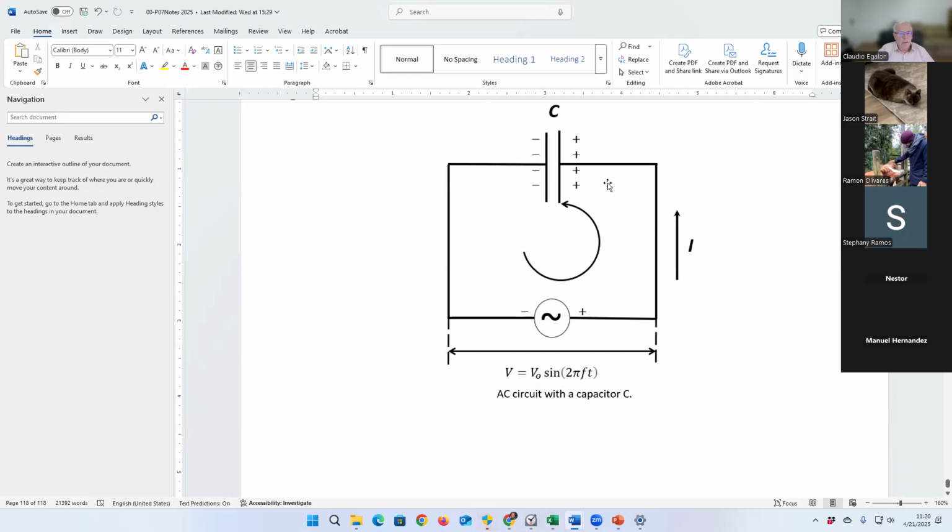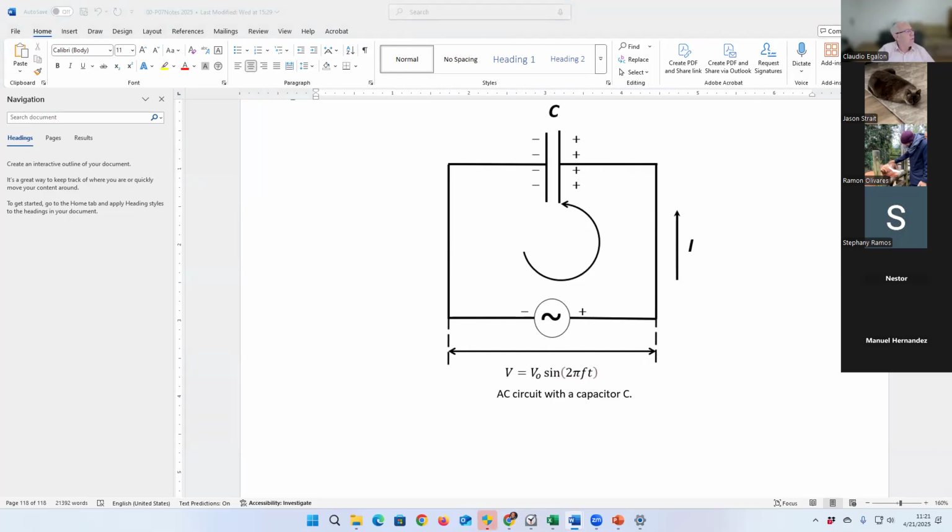Current is flowing at this instant of time counterclockwise. I choose the loop direction as being counterclockwise as well. Because the current is flowing counterclockwise, this plate of the capacitor is going to be, at this instant of time, positively charged, right? The flow of the current corresponds to the flow of the positive electric charges. And consequently, this other side of the capacitor is going to be negative.